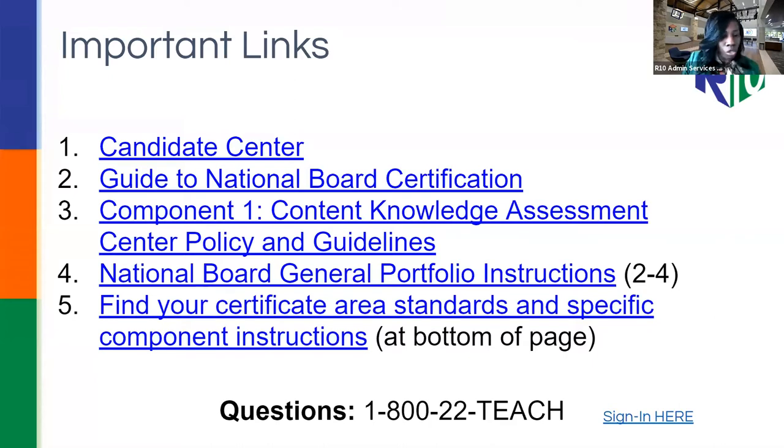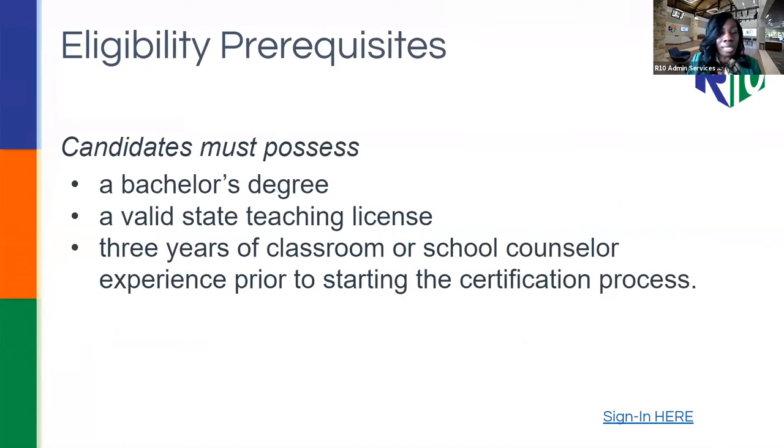All right. So to be eligible to pursue National Board, as I mentioned earlier, and as indicated on this slide, candidates must possess the following: a bachelor's degree, a valid state teaching licensure, and a minimum of 3 years of classroom or school counseling experience prior to starting the certification process. That is really, really important that you have those three in place.